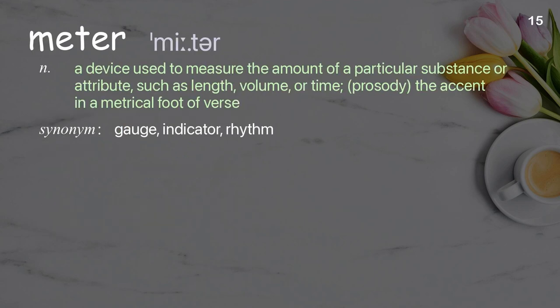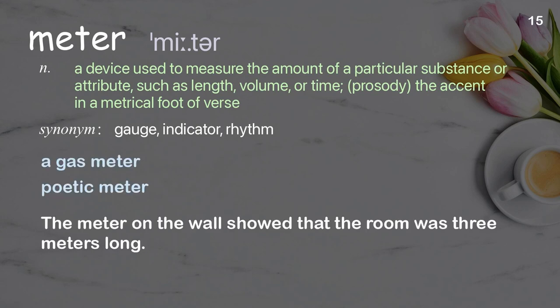Meter. A device used to measure the amount of a particular substance or attribute, such as length, volume, or time, prosody, the accent in a metrical foot of verse. Examples. A gas meter. Poetic meter. The meter on the wall showed that the room was 3 meters long.